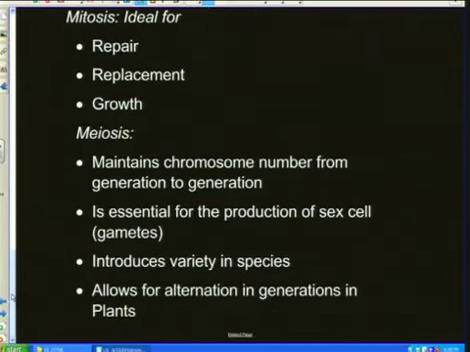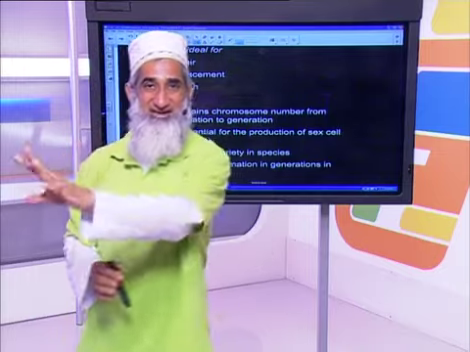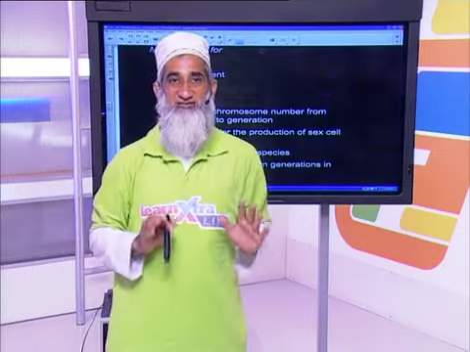And the significances: mitosis is ideal for repair, replacement, and growth. Meiosis maintains chromosome number, is essential for production of sex cells, introduces variety in species, and allows for alteration in genes. Now notice, guys, I've rushed through that part. I do agree. But it's there. The answer is there. You can look at it, answer in your own time.